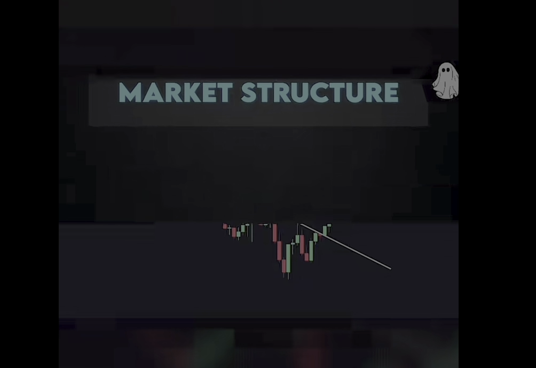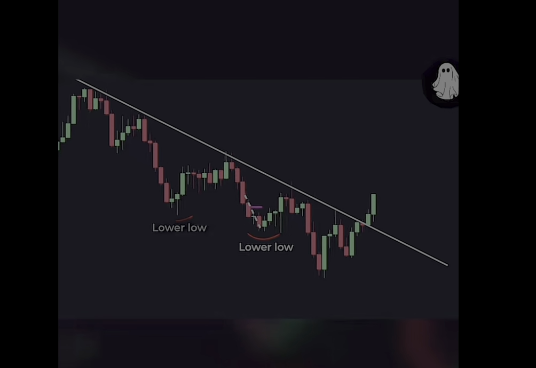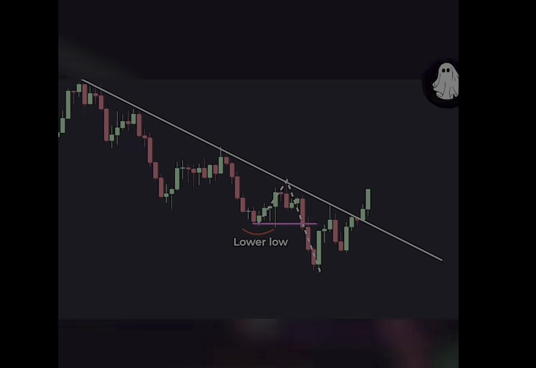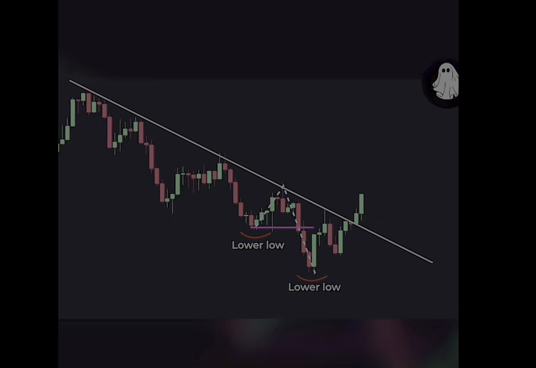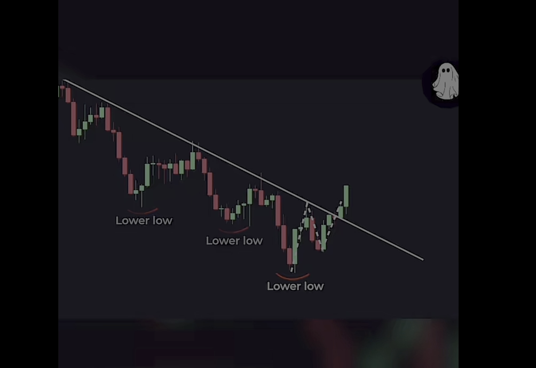Here's how it works. In this example, price makes a low, forming what's called a lower low. Shortly after, it happens again, price breaks the previous low, forming another lower low. And then once more, price breaks the low and forms yet another lower low. This shows consistent lower lows, which tells us the downtrend is still strong. But now, look at what happens before the breakout. We notice that price fails to make a lower low and instead forms a higher low. This tells us that this downtrend structure was already getting weaker before the price broke out.